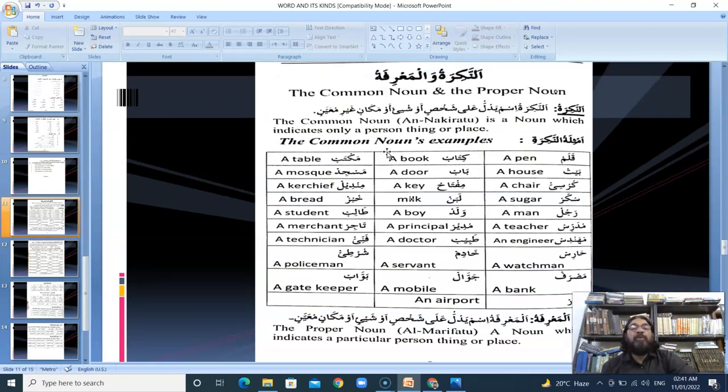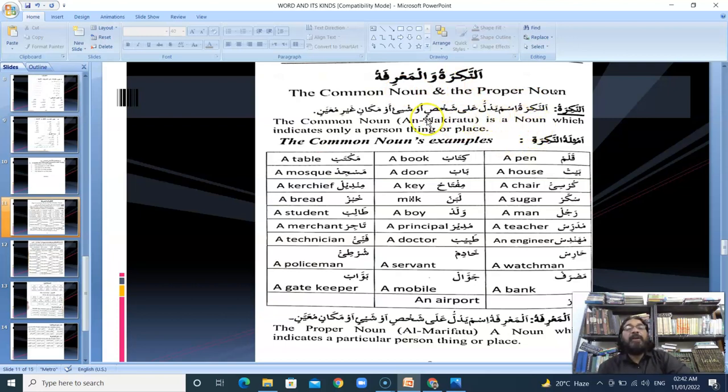Then here, for better understanding, separately I have given the common noun and proper noun, because this is the common noun and proper noun which will be asked in bit number 14 for 8 marks. So that is why I have given this one separately for better understanding. The common noun and the proper noun. An-nakiratu common noun, al-ma'rifatu proper noun.